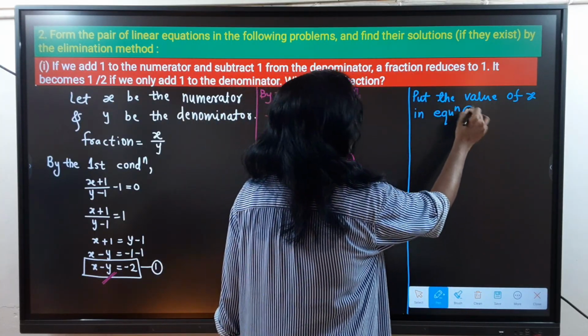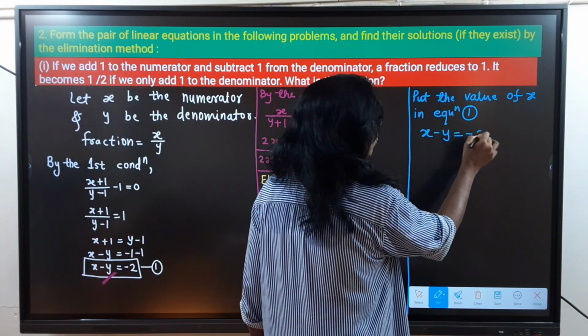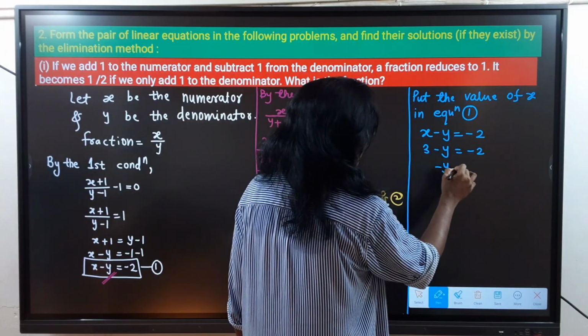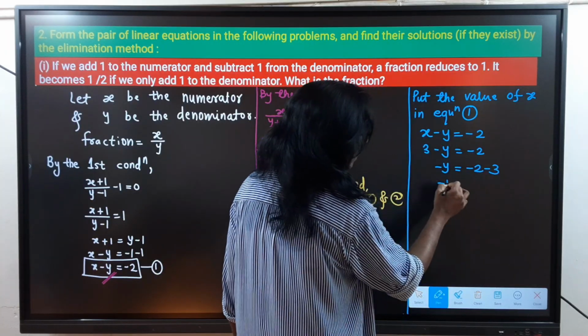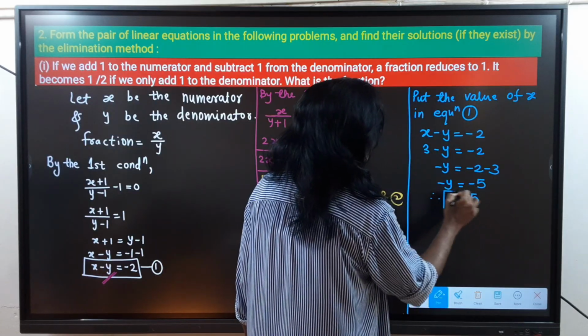So equation 1 is x minus y is equal to minus 2. So now 3 minus y is equal to minus 2. So students, here minus y is equal to minus 2 minus 3. So therefore minus y is equal to minus 5. So y is equal to 5.